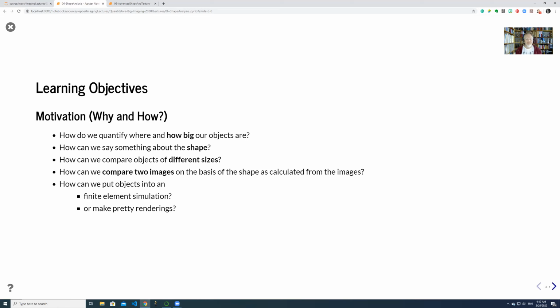So maybe this image has a little bit more small features, and this one has longer, large features, something like that. But we also want to put the information into a different framework, some kind of modeling. So for example, finite element simulation, or also making pretty renderings. They are usually popular in presentations and in artworks, in publications. They show the user what the sample looked like, maybe not so quantitative, but you get a nice qualitative view and you can have it as a background to discuss around.